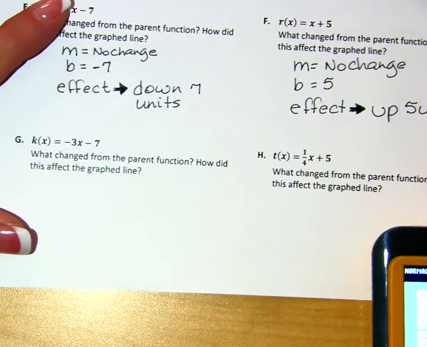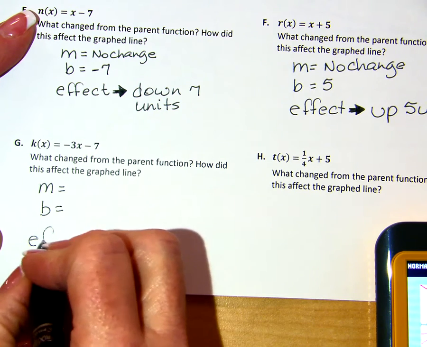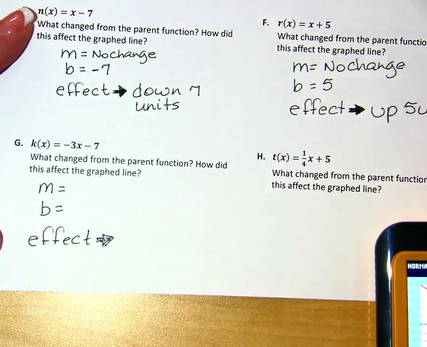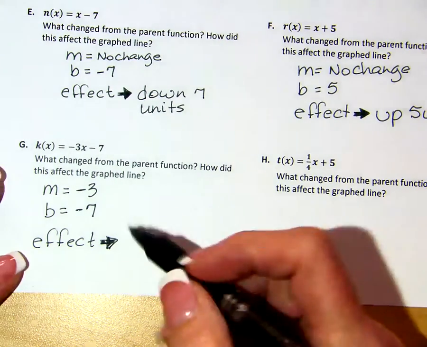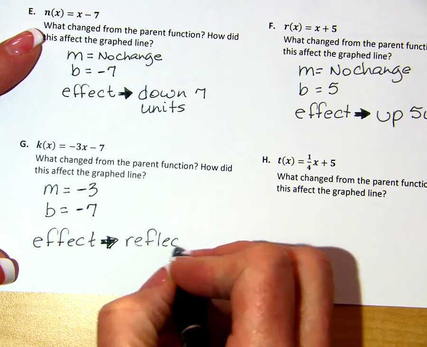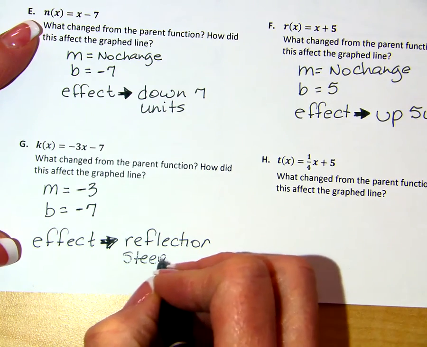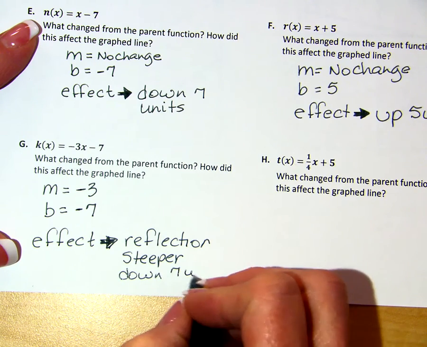Then we have 2 examples where we have a change in the slope and a change in the y-intercept. So you're going to have multiple changes or multiple effects to the graph. So first off, the slope has been changed to a -3, and the y-intercept has been changed to -7. So given the information we've had before, because of the negative, we expect there to be a reflection. Because of the 3, we expect it to be steeper. And because of the -7, we expect it to be down 7 units.